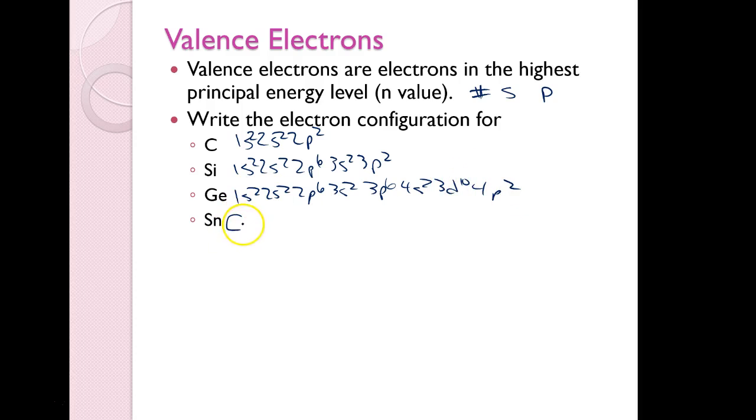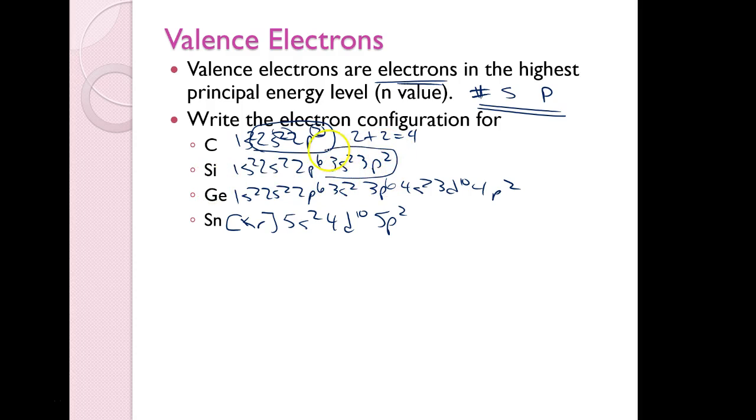And I'm going to do the short way for tin. Krypton, 5s2, 4d10, 5p2. So if you look at all of those, they're all in the same family. If I'm looking for the electrons that live in the highest number S and P's, I'm looking right here. The electrons that live there are 2 plus 2, 4. And if I'm looking for silicon, the highest level S and P's, I have, again, 2 plus 2 equals 4.